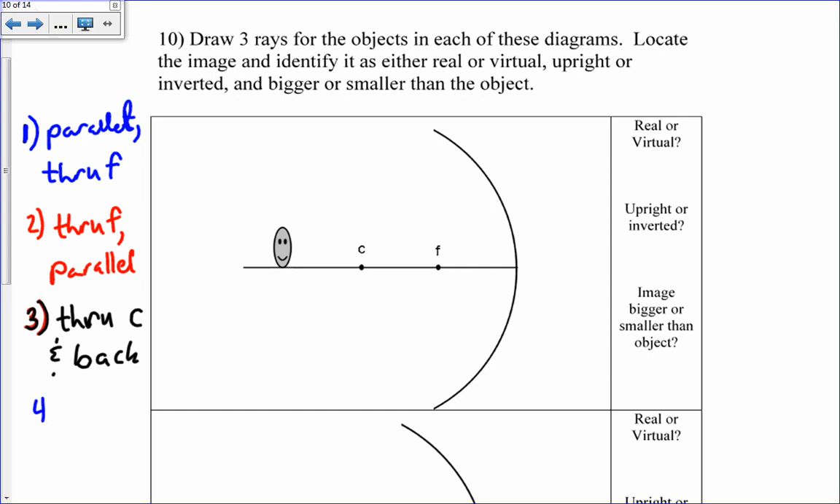And then the fourth rule, to the center of the mirror, and let theta I equal theta R. Follow the law of reflection. The law of reflection is going to apply for all of the rays, but at the center of the mirror, it's easier to see it. So we'll use that just as a fourth ray. On the quiz you'll just have to show 3 rays, but you need to be able to draw all 4 for the exam. All right, so the first one is parallel and through the focal point.